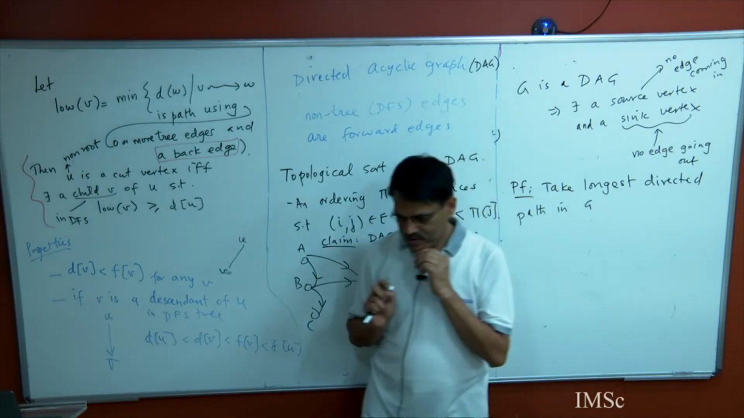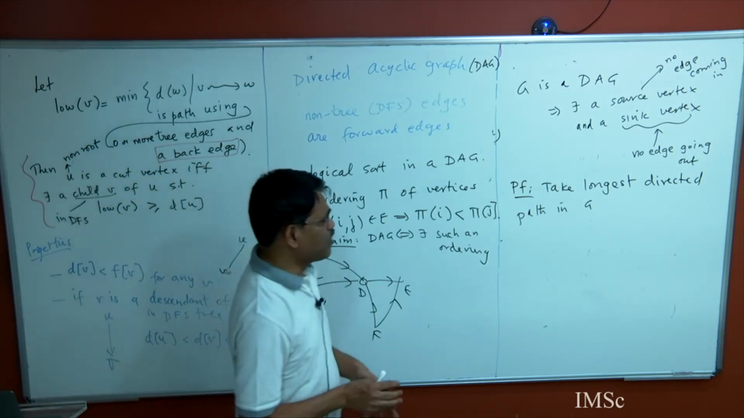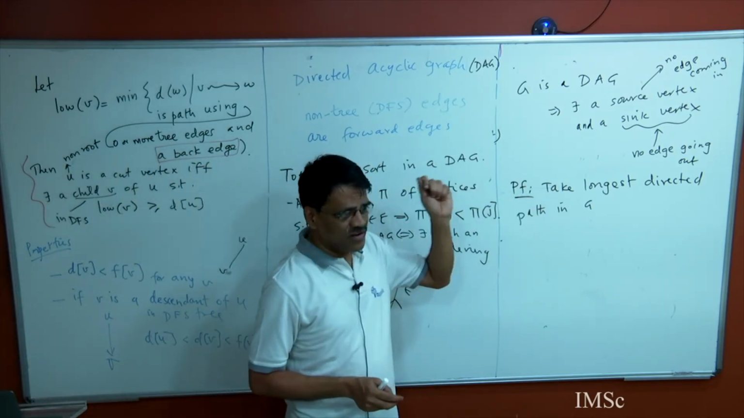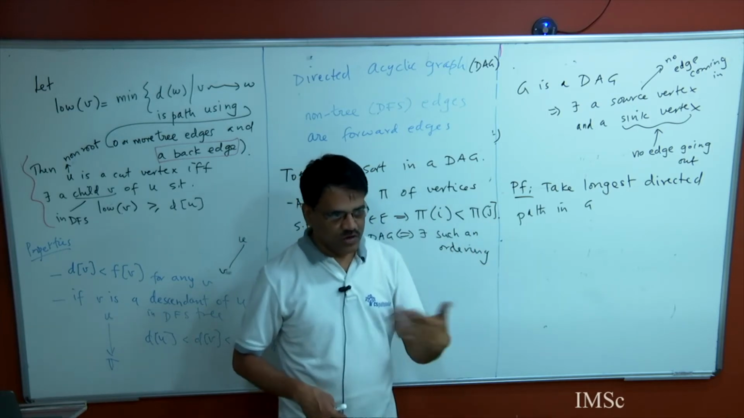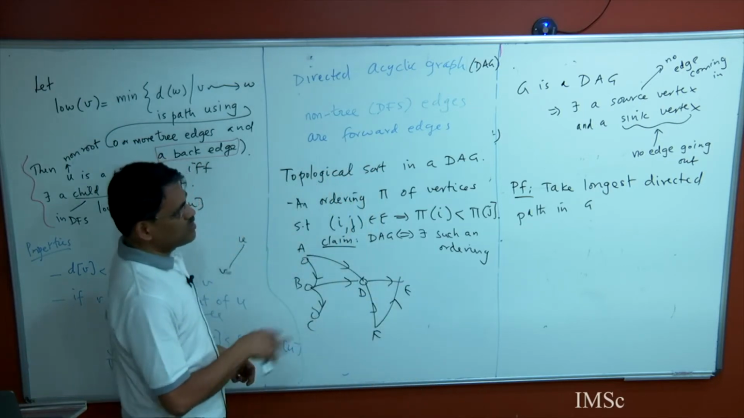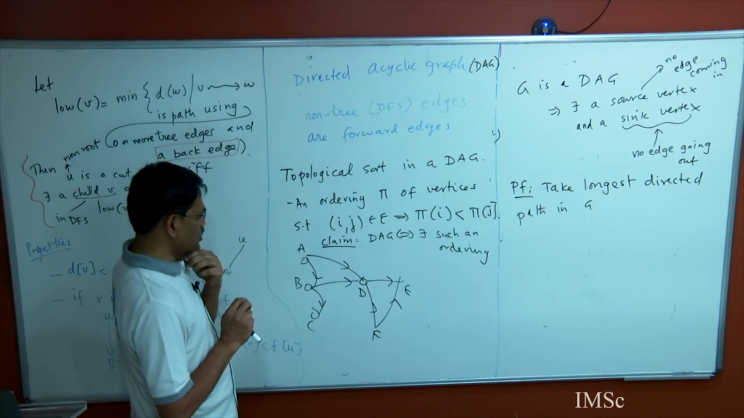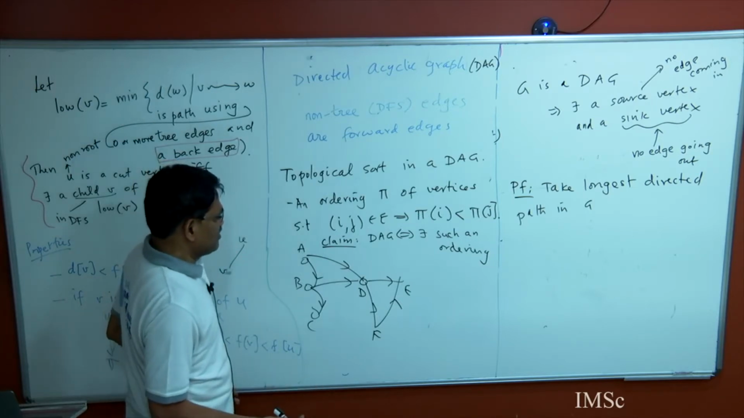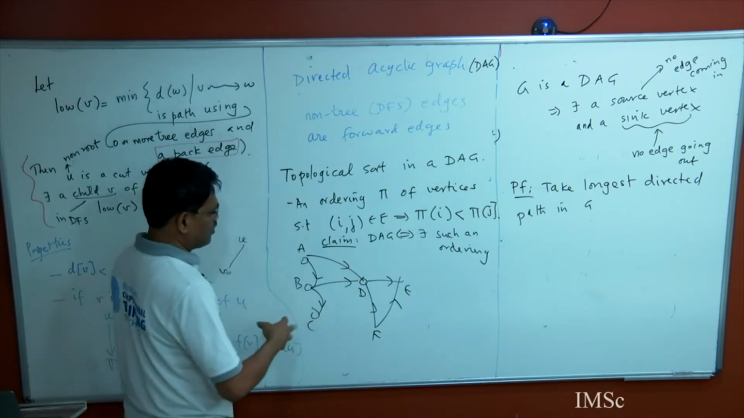Okay, so at least some n square algorithm you can come up with by using this, or an mn algorithm. Find a source, delete it, find a source, delete it, and so on. But it turns out DFS gives you in one shot a topological sort. Okay, I should also give you this standard. It's a very important problem.